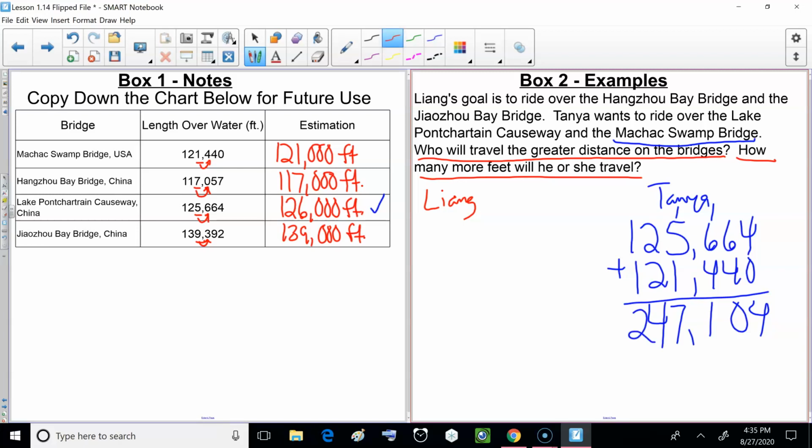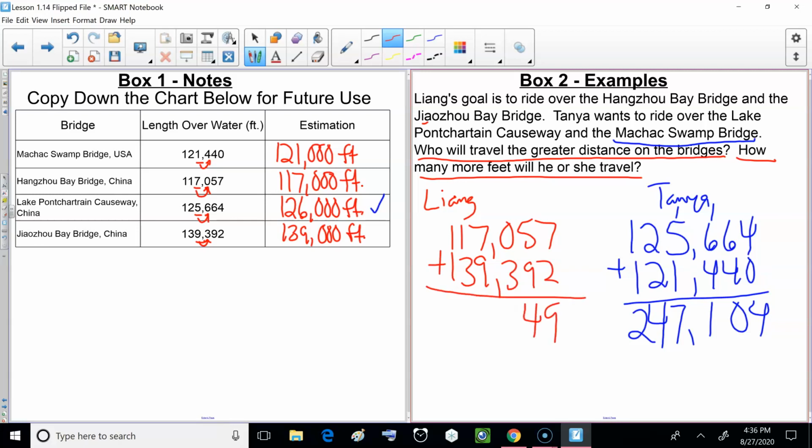Now we go to Liang and her bridges. So she had the Hangzhou, so we have 117057. And the Jiuzhou Bridge, so 139392. Add those together. We have a 9. 5 plus 9 is 14. So 4, carry the 1. 1 plus 0 is 1. Plus 3 is 4. 7 plus 9 is 16. So a 6, carry the 1. 1 plus 1 is 2. Plus 3 is 5. And 1 plus 1 is 2.